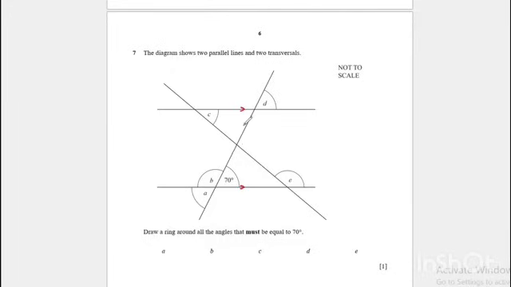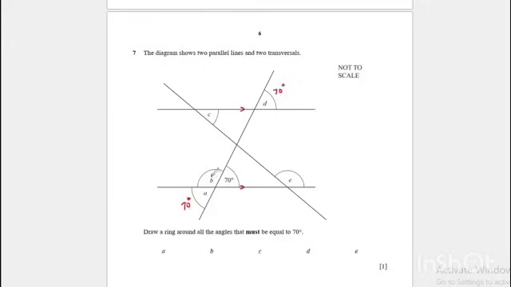And if both are interior but on opposite sides of the transversal, those are alternate angles. So here A and 70 are opposite angles, and vertically opposite angles are equal. So A is also 70. Then you can check 70 and D: as they are on the same side of the transversal, one interior, one exterior, this is also 70. So only A and D are 70.